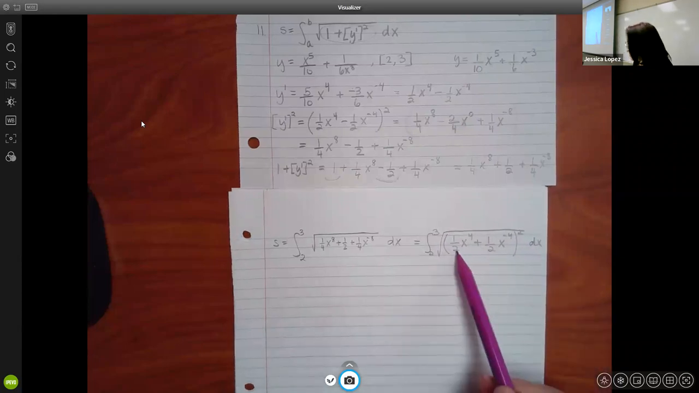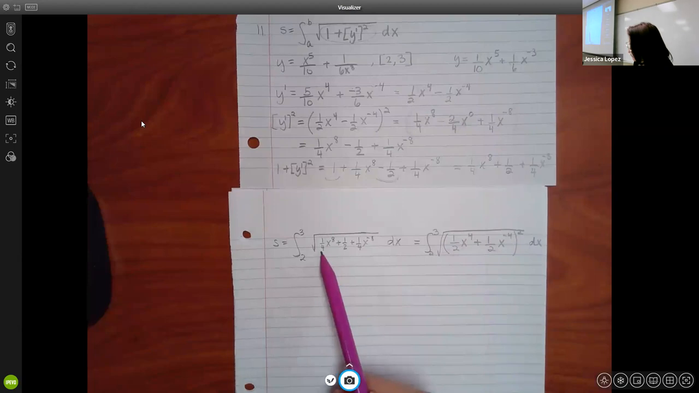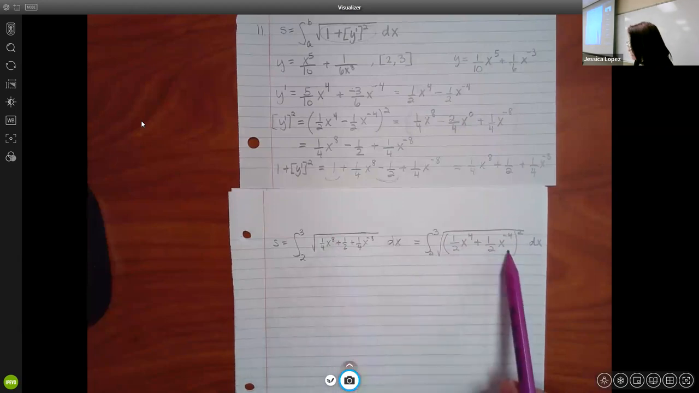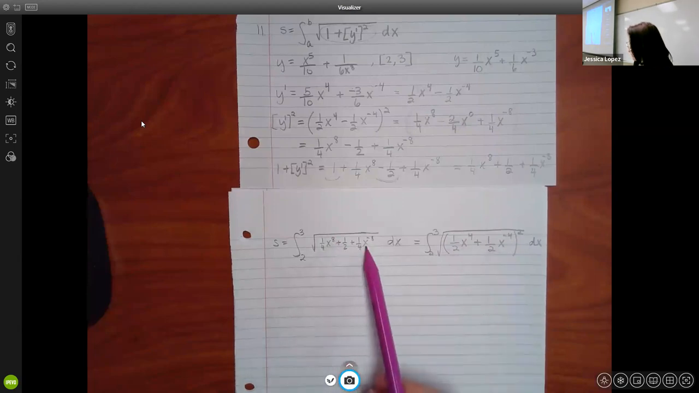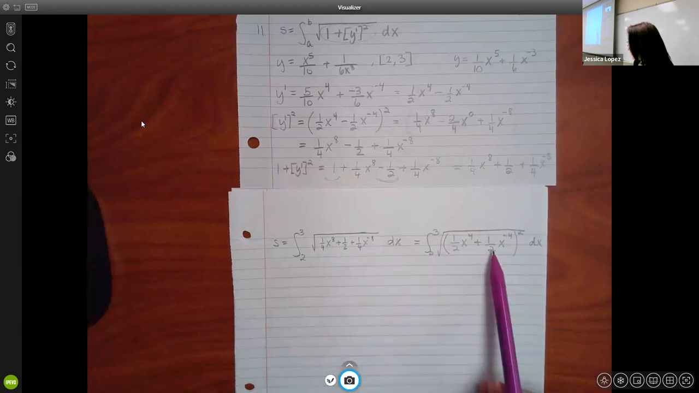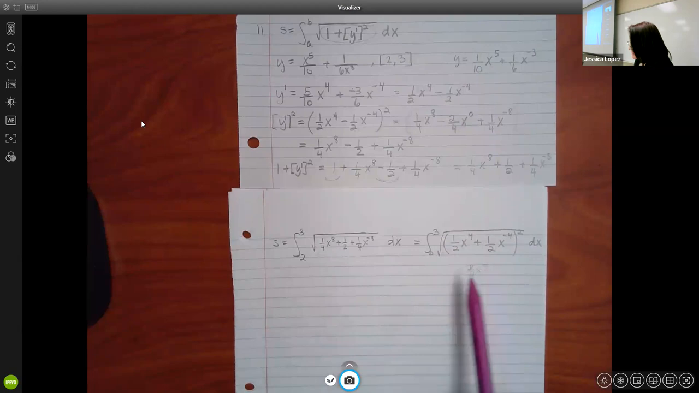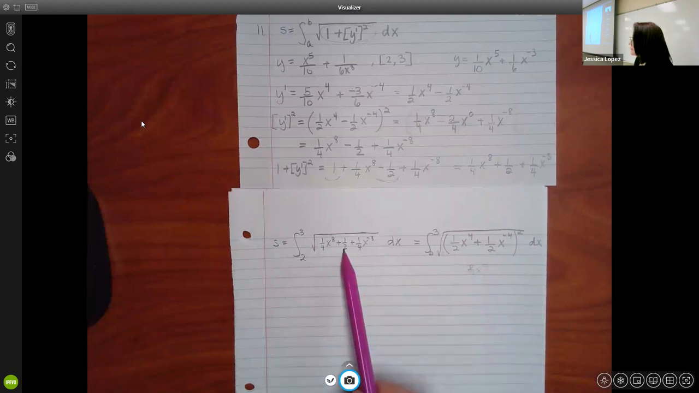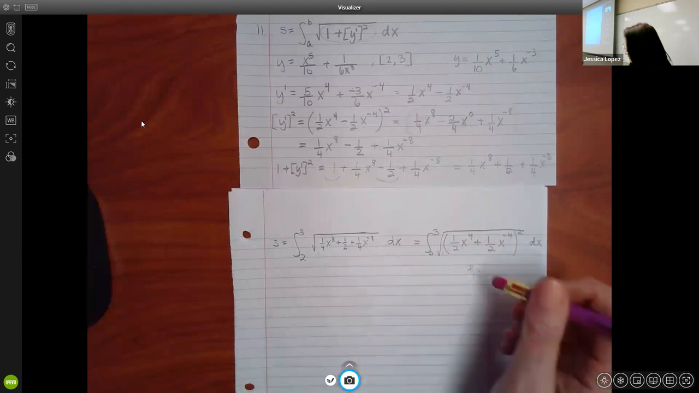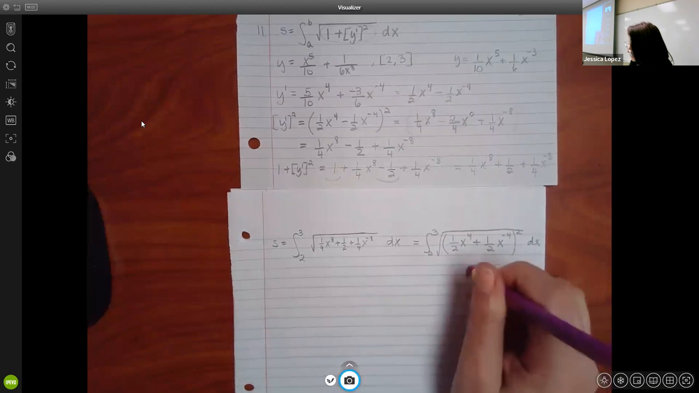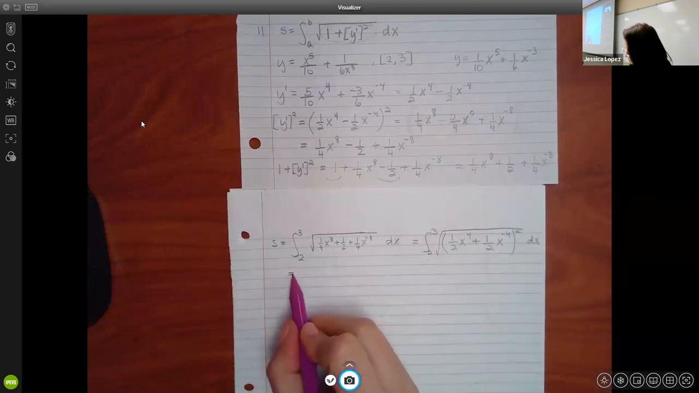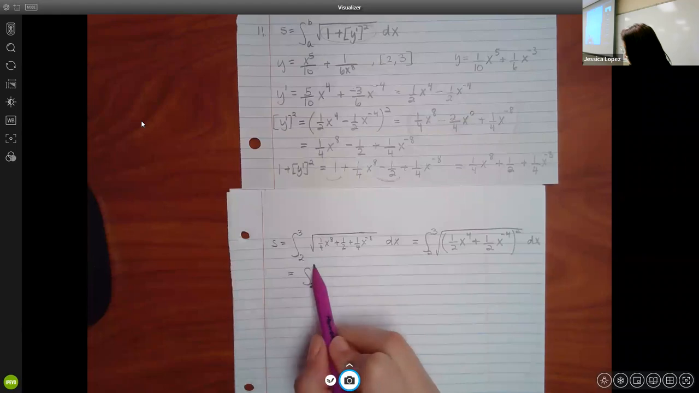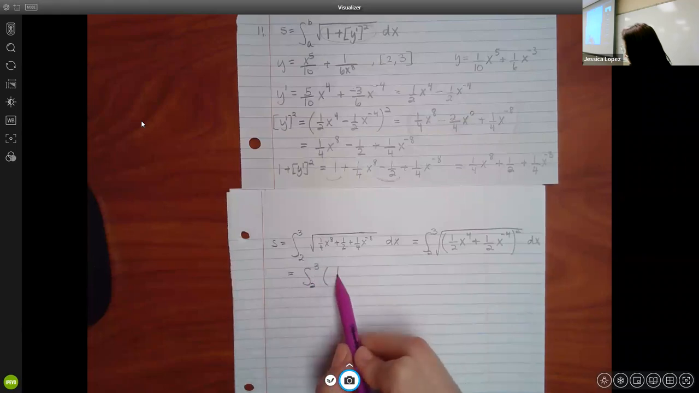If I were to square this term, I would get 1/4 x^8. If I were to square this term, I would get 1/4 x^-8. And if I were to multiply these two together, I'd get 1/4 x^0, but I'd have to double it, so it'd be 2/4 x^0. Isn't that the same as 1/2? So that little house is going to pop off, and I'm just integrating these two terms.